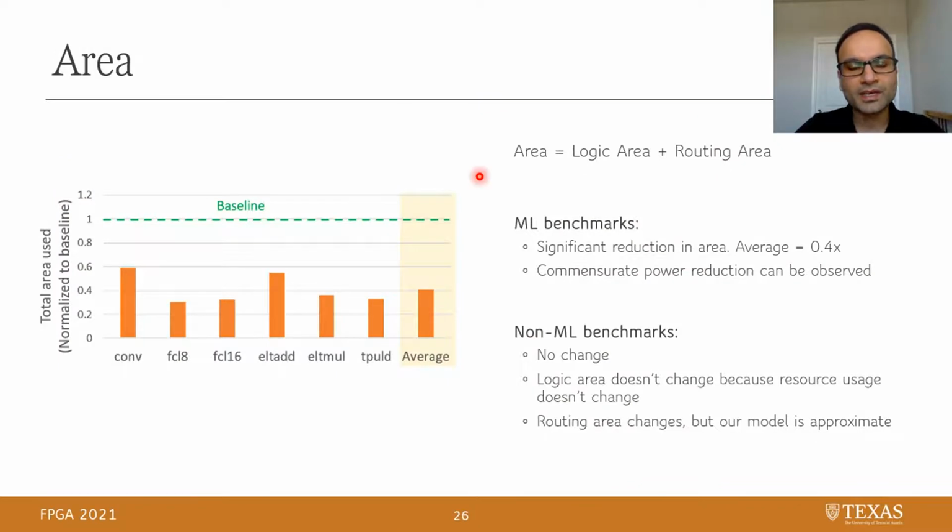Let's look at the area results. The area consumed by a design on an FPGA is equal to the logic area plus the routing area consumed. For ML benchmarks, we saw a significant reduction in area. The chart on the left shows for each ML design how much area was used relative to the baseline, and we can see that on average the area used was 0.4x. For non-ML benchmarks, there was no change in the area, and that is because the logic area does not change because the resource usage remained the same as we saw on the last slide. The routing area does change a little bit, but our model was approximate and did not capture those changes.